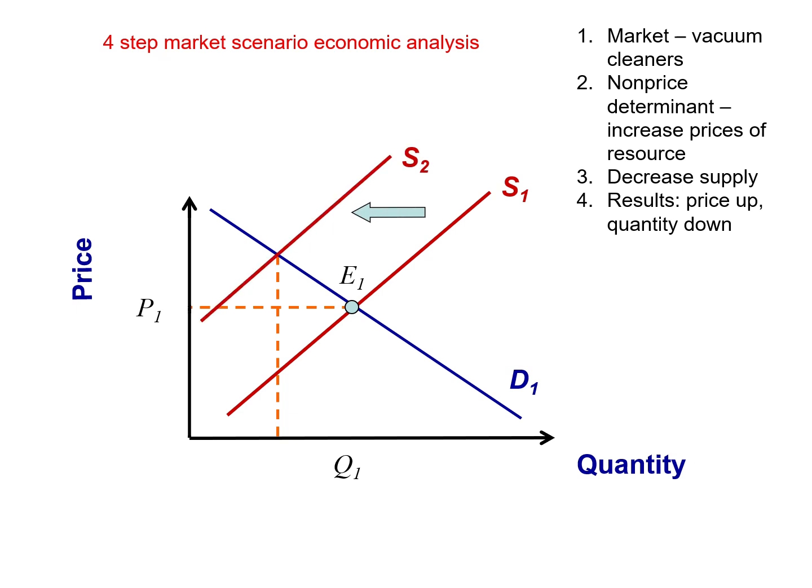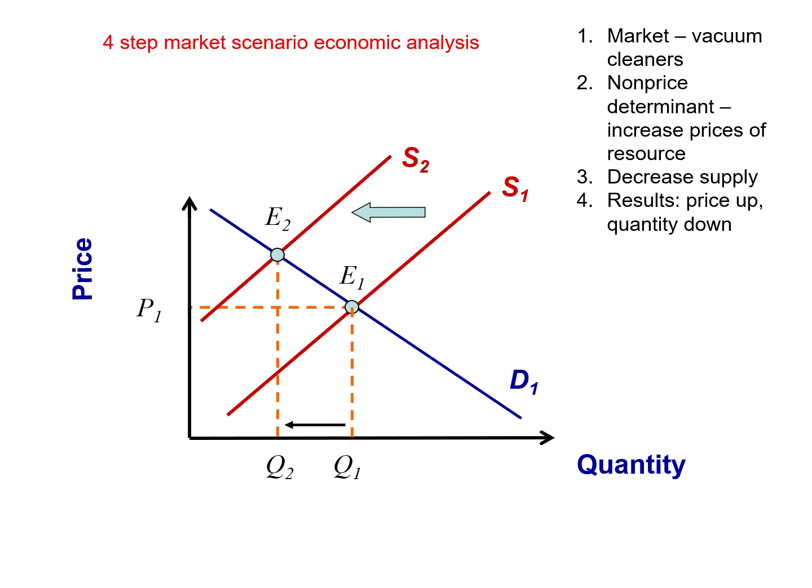Assuming you paused the video and challenged yourself to figure out this market scenario, let's see how you did. The market is vacuum cleaners, with a correctly labeled vertical axis and horizontal axis, P and Q, price and quantity respectively, a downward sloping demand curve labeled D1, an upward sloping supply curve labeled S1, and equilibrium at E1, P1, Q1.